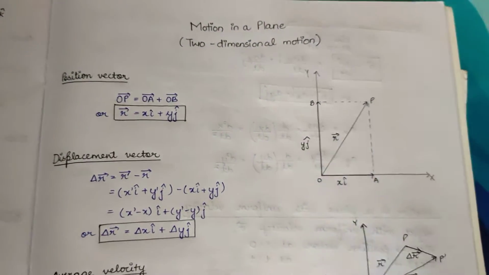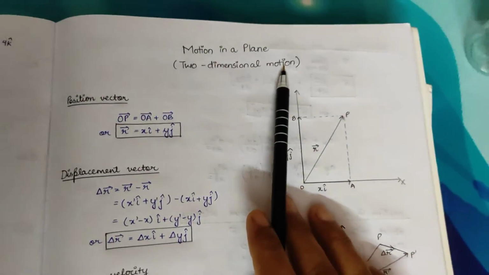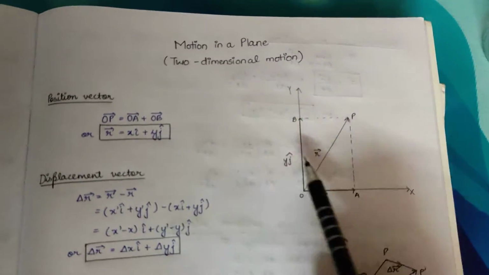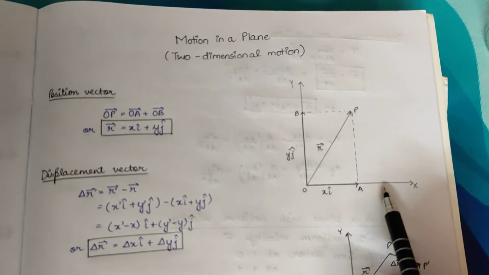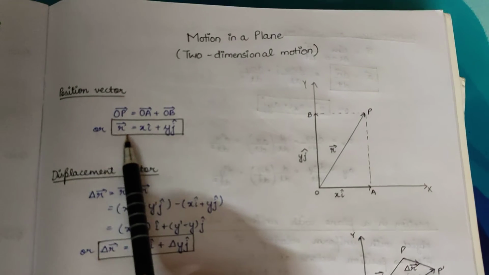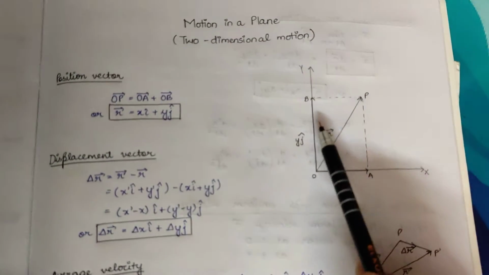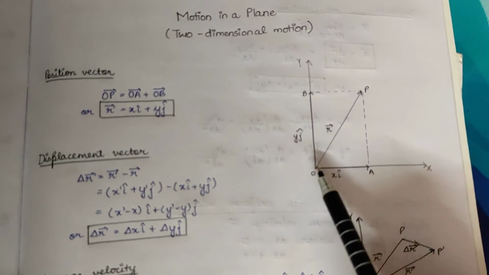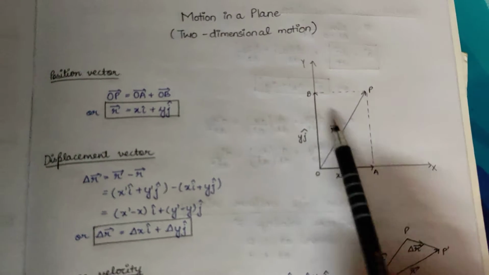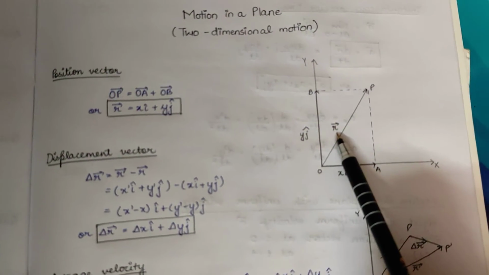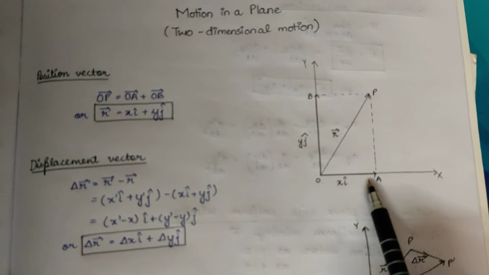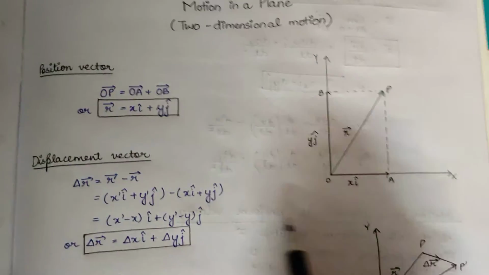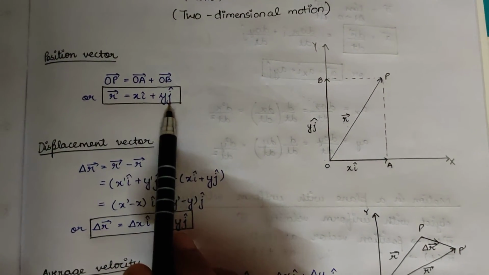Now students, the next topic is motion in a plane, which is also known as two-dimensional motion. So we have taken two axes, the x-axis as well as the y-axis. If r is the position vector in two-dimensional motion, then what will be the value of vector r? By the parallelogram law of vector addition, r can be considered as the resultant of these two vectors OA and OB. Then vector r will be equal to the x component of this position vector r plus the y component of this position vector r. So it will be equal to x i cap plus y j cap.